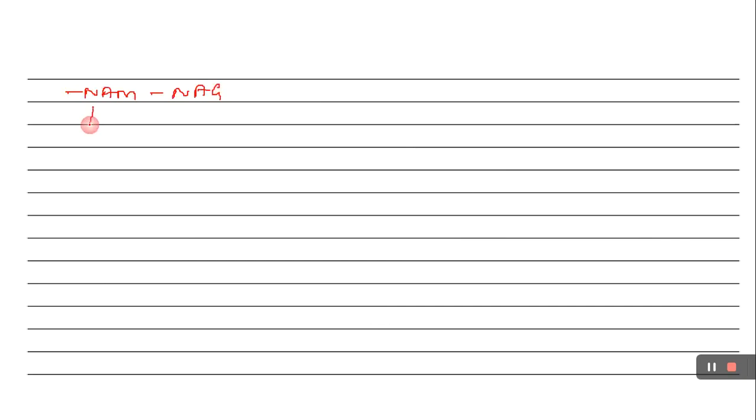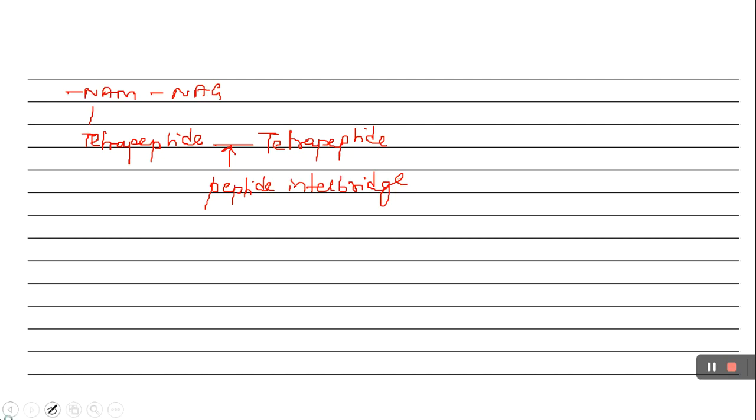With NAM, there is a tetrapeptide attached. And with that tetrapeptide, there is another tetrapeptide bonded. Got it? And this is a kind of bridge which is known as the peptide interbridge. So a peptidoglycan is formed with cross-linking, and you can see that.